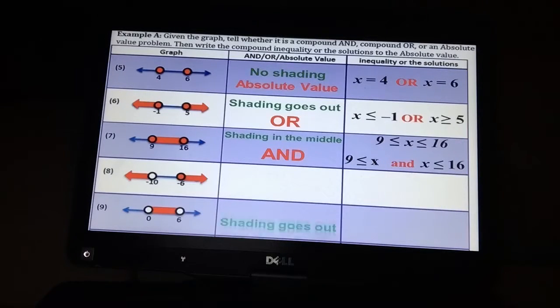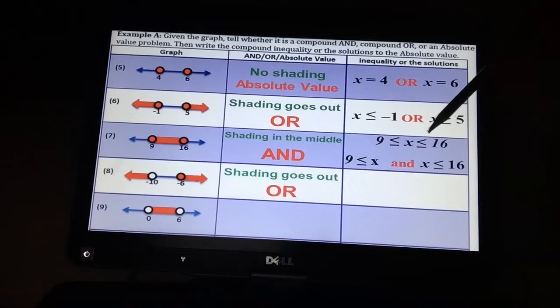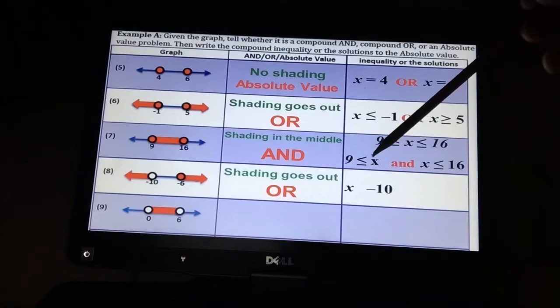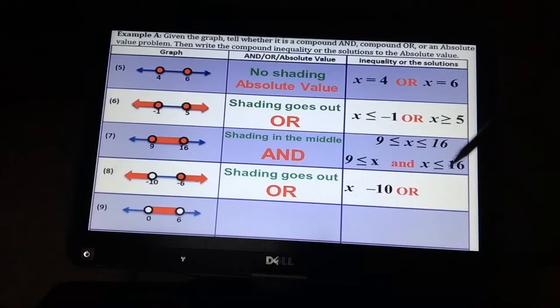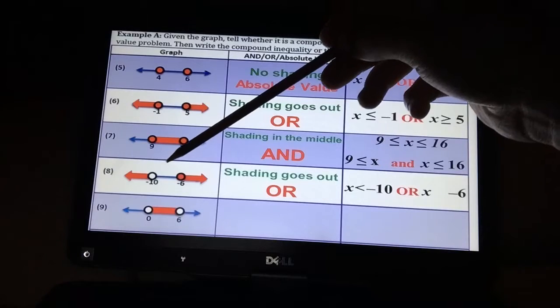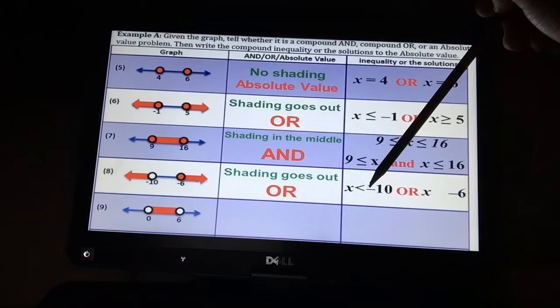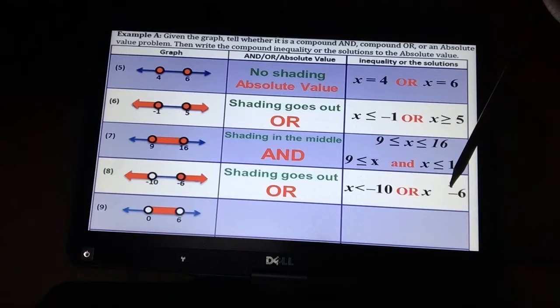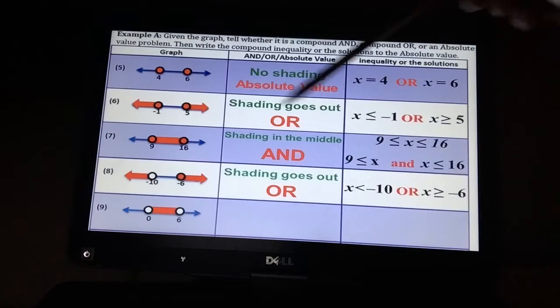Now this is another OR because the shading is going out. And then over here, we're going to write our comparisons. We're going to be comparing x to -10, and we're going to be comparing x to -6. Now over here, -100 would work, so it is less than, but it's only less than because this is an open circle, so there is no or equal to bar. This one is going to be greater than, but there is an or equal to bar because it is a closed circle. Okay? Now I'm going to let you do the rest of this on your own.